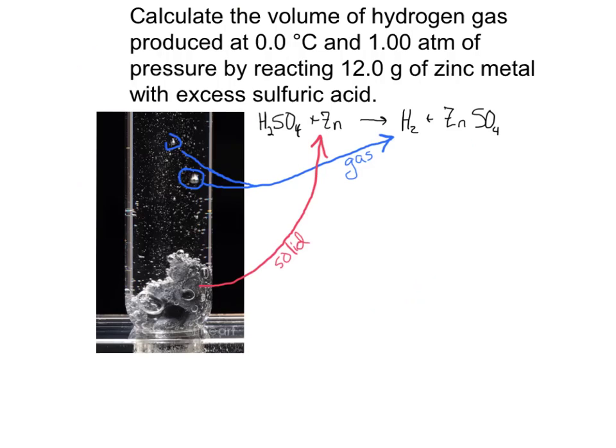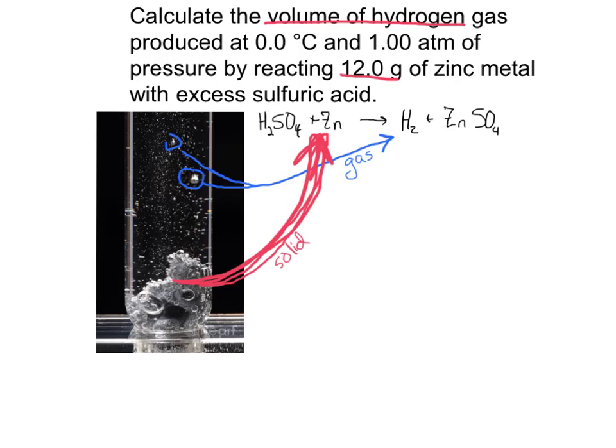Let's say we have a test tube or a beaker or a flask, and we want to know the volume of hydrogen gas that can be produced when we mix some zinc. We drop the zinc into the test tube. The solid reacts according to this reaction up here. And we want to know how much gas can we collect.